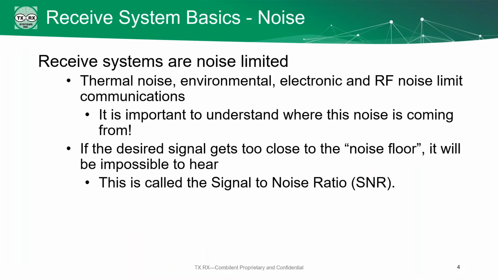So the first thing to understand about your receive system is that all receive systems are noise limited. There's a lot of noise that's out in the real world. This can be thermal noise, environmental noise. There's electronic and RF noise from other people's radios. And it's important to understand where all this noise is coming from. The goal is to make sure that the desired frequency gets through. But if it's too close to the noise floor, it'll be impossible for your system to hear it. So this is called the signal to noise ratio. And we want to keep that signal above the noise floor of everything else that's in the environment.